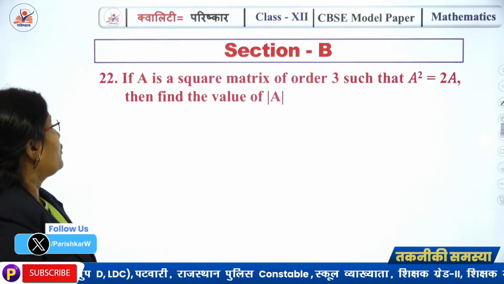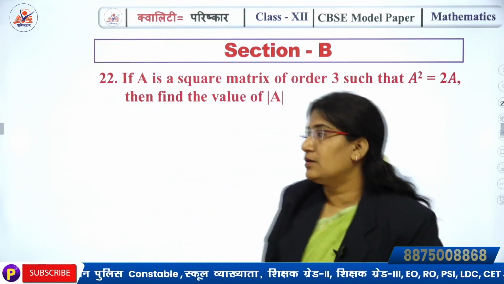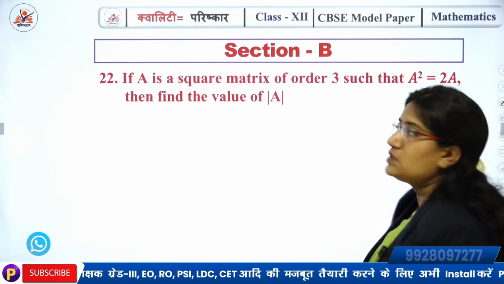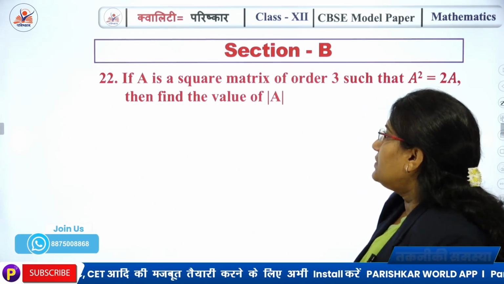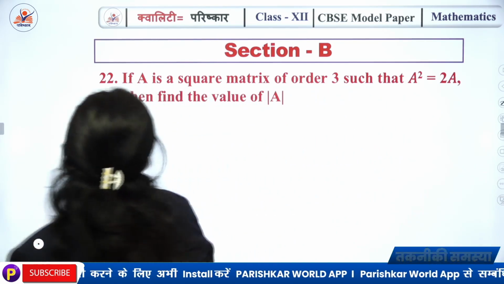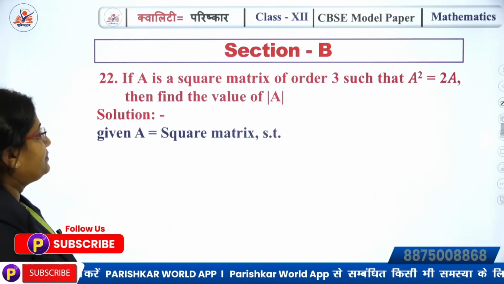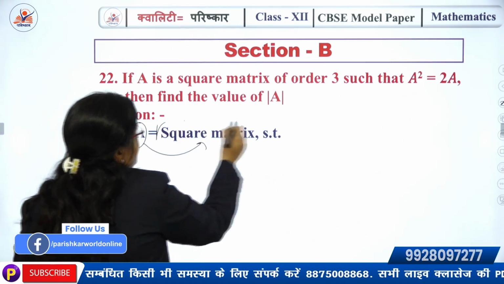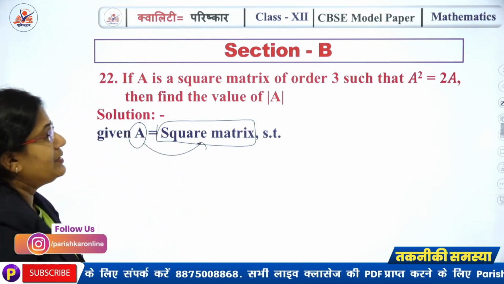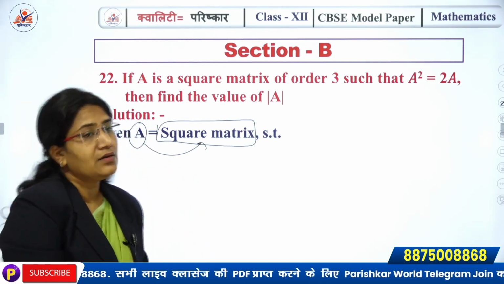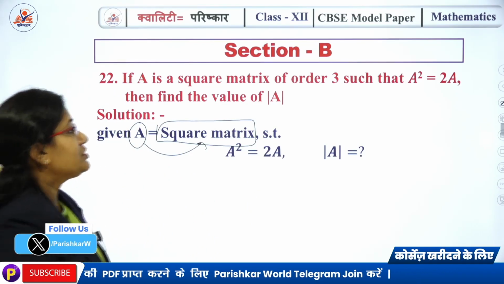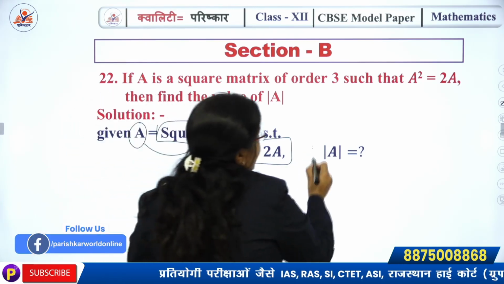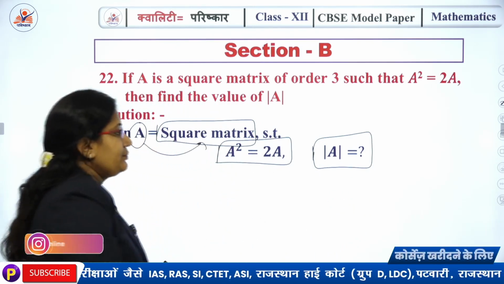Question number 22. Come student, if A is a square matrix of order 3 such that A square is equal to 2A, then find the value of determinant A. Let's see the solution. Given A is a square matrix. What is a square matrix? That means the number of rows and columns are equal, such that A square is equal to 2A. This is also given to us. And what is the value of the determinant? We have to calculate this.